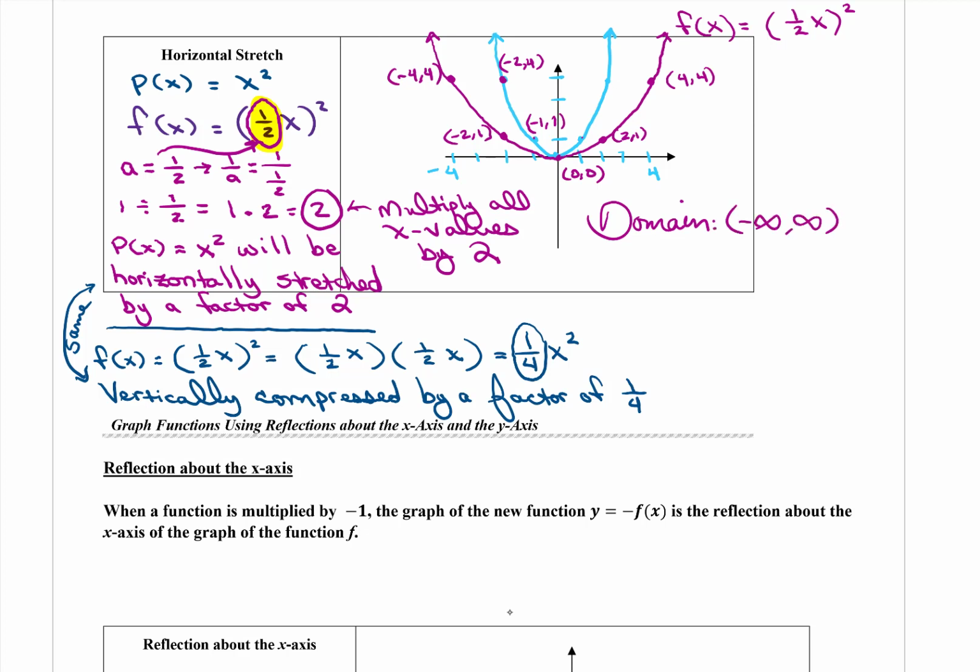And I just want to remind you that you could always plug these into your graphing calculator to check these. So you can plug in your parent graph, and then plug in your transformation, like f of x equals 1/2 x, and make sure you put parentheses around that whole thing and then square it, to double check your work there.